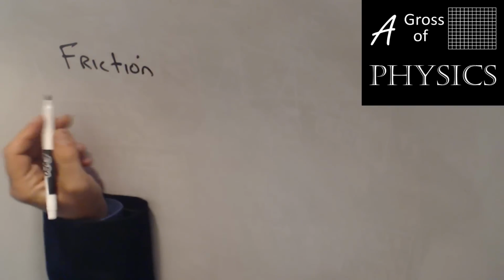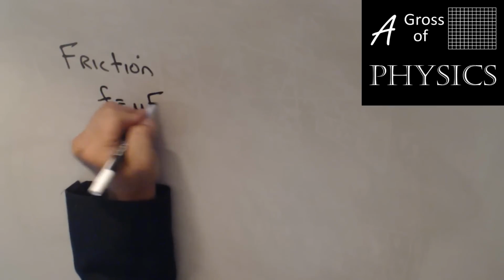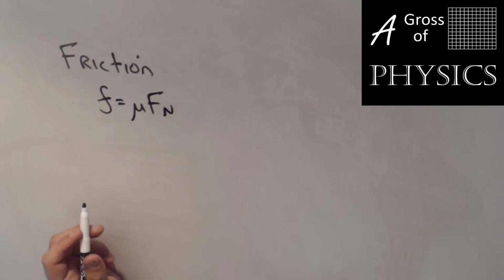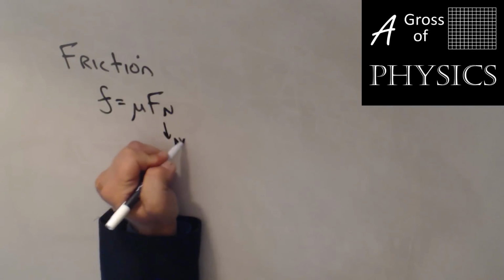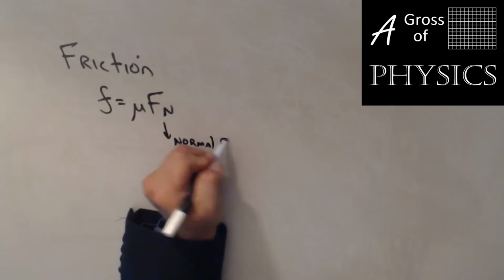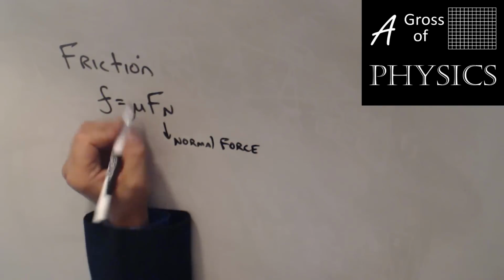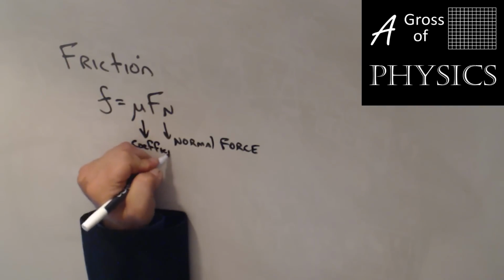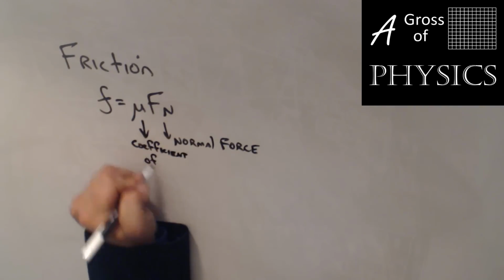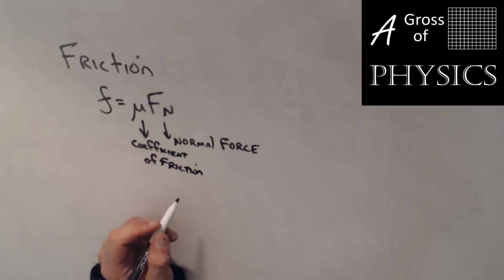So we talked about the fact that friction has an equation, mu Fn. Now, the Fn we've been discussing already, and that was the normal force. And that had to do with the surfaces. Well, the mu was the coefficient of friction, and that is going to be based on whatever the surfaces involved are.